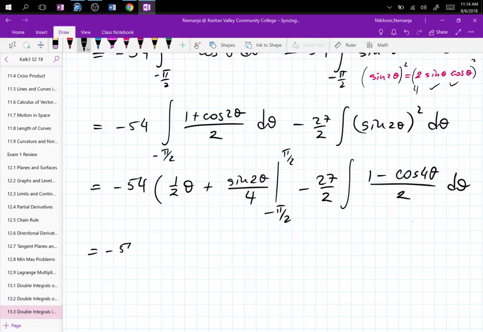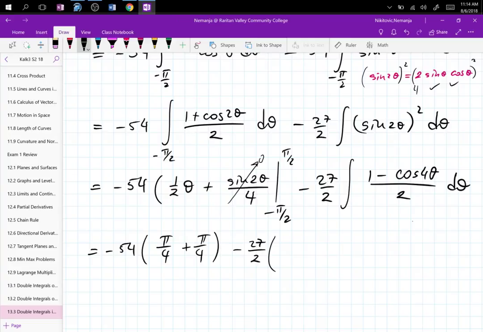Woohoo! Negative 54. I plug this in. So when I plug in pi over 2 over here, it becomes pi over 4. Sine of pi is 0, so this just dies. That's nice. Minus and minus gives me a plus another pi over 4. Beautiful. And this will die as well because 0. Nice.